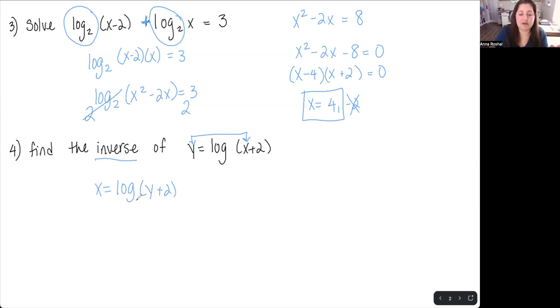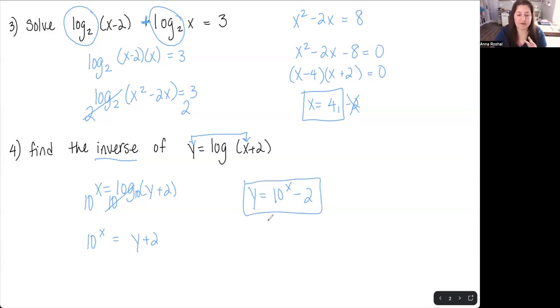And I know that when there's no base for a log, I'm going to say that it's base 10. And so I can use my properties of logs and just 10 this whole business so that this will cross out. So I'm going to end up with 10 to the x power equals y plus 2. And then I can subtract 2 on both sides and I get y equals 10 to the x minus 2, as a whole number, minus 2. And then that would be my final answer.